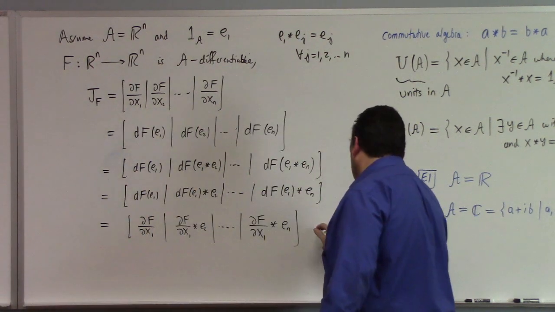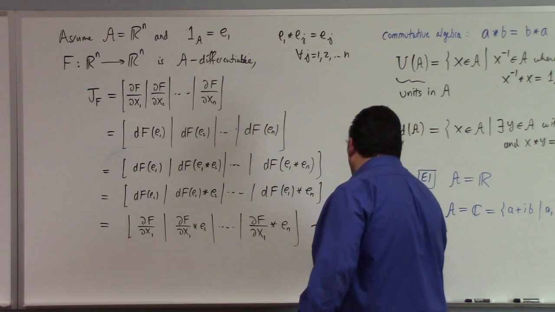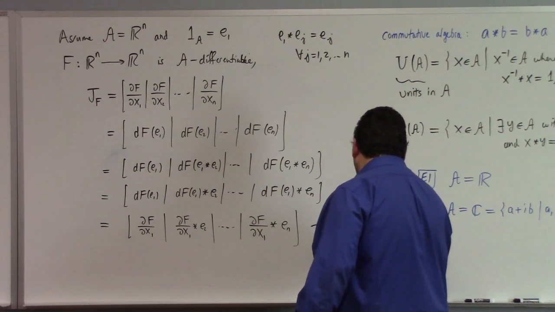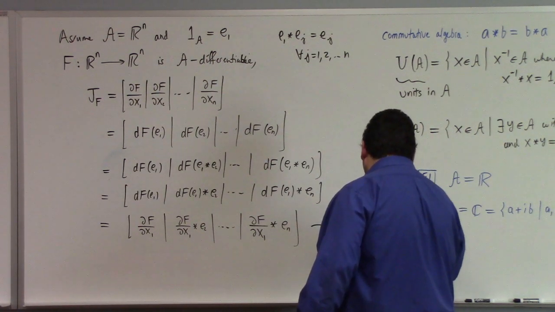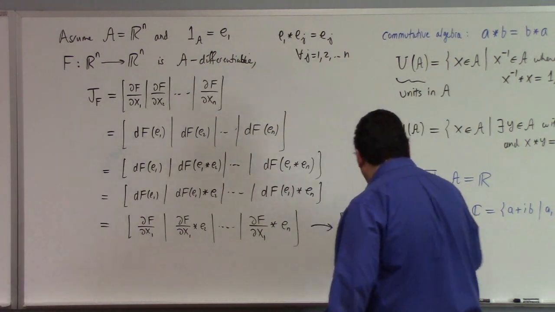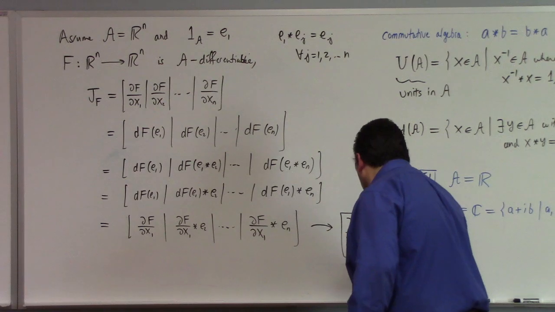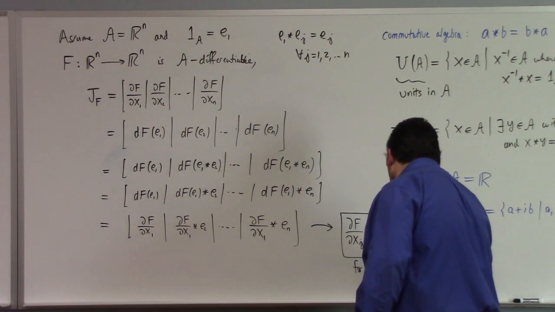And if you tilt your head and squint, you can see what this is going to tell us: partial f partial xj is partial f partial x1 times ej, for j equals 1, 2, and so on.